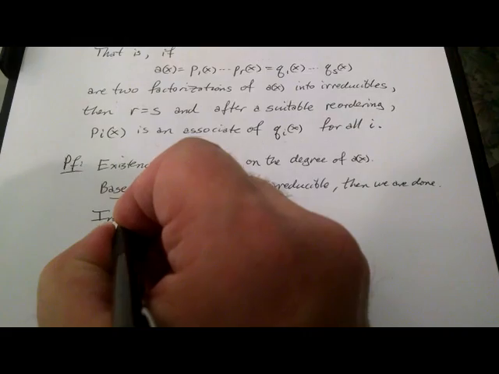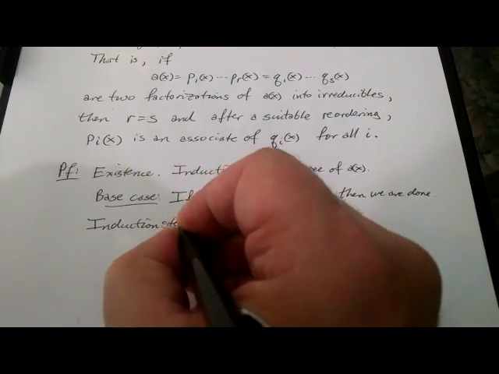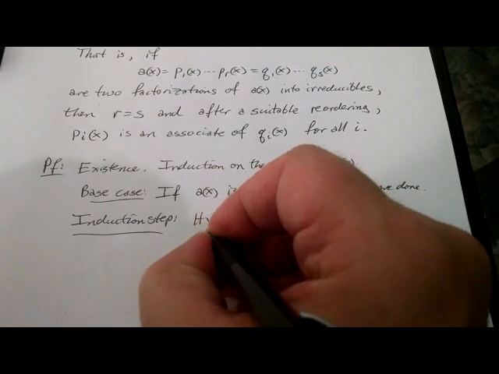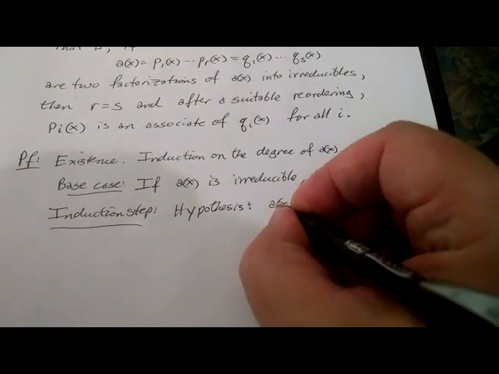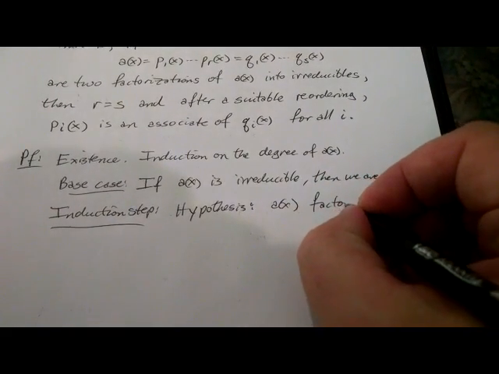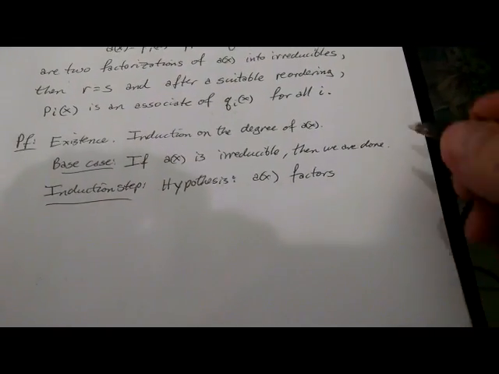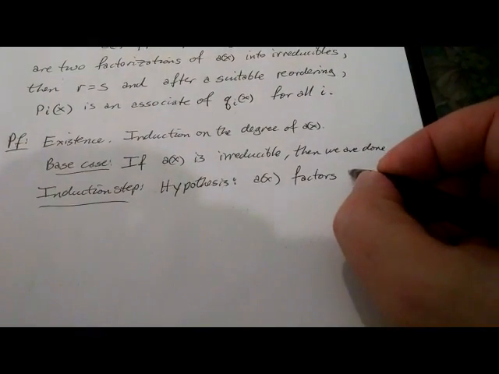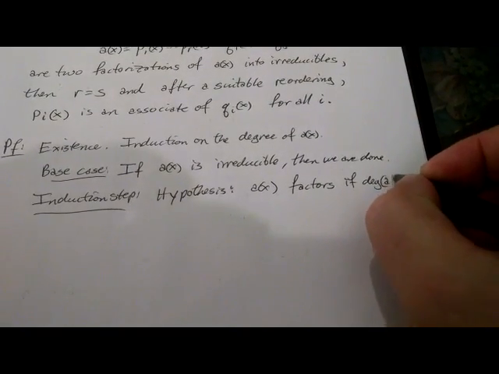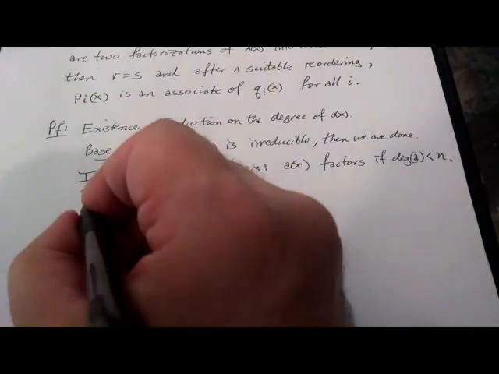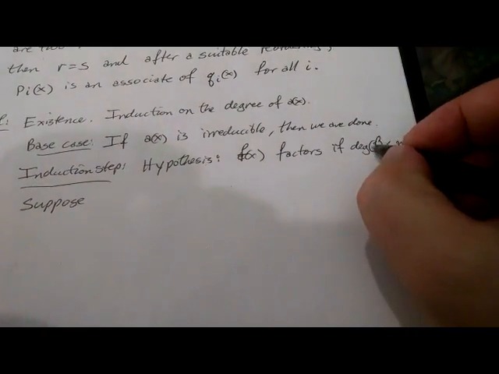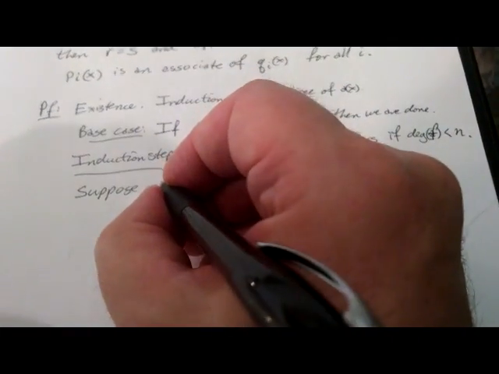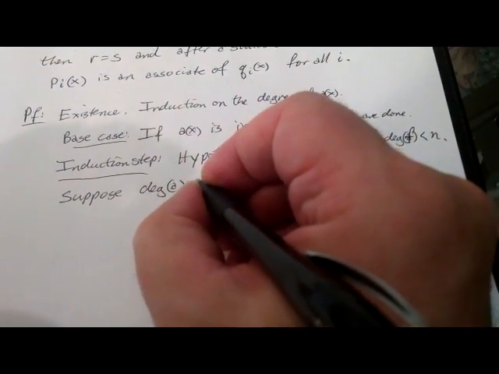And then our induction step looks like this. Our induction hypothesis is that a of x factors into the appropriate way, so into a product of irreducibles, if degree a is strictly less than n. And now we're going to suppose, or maybe I'll call this f of x, f of x factors into a product of irreducible polynomials if the degree of f is less than n. So suppose the degree of a is equal to n.